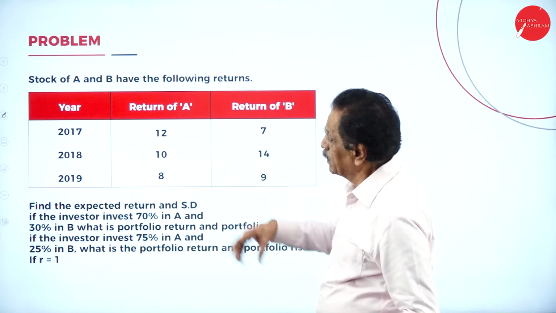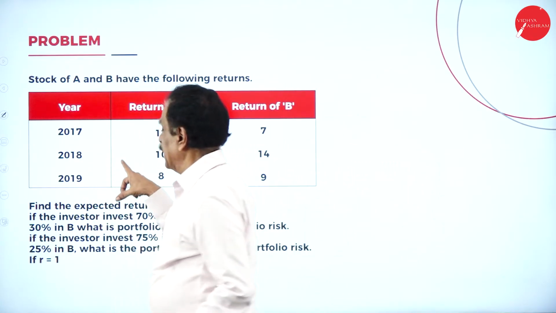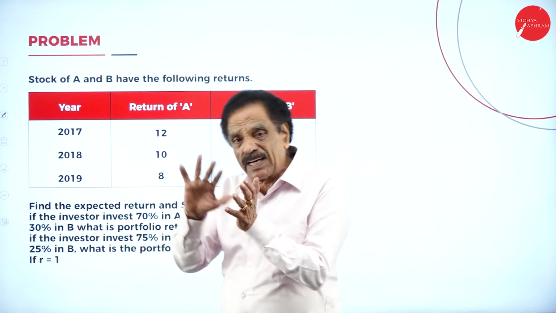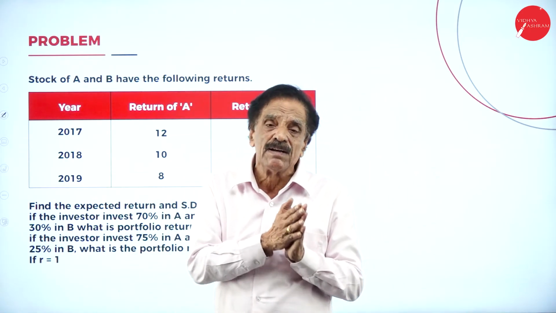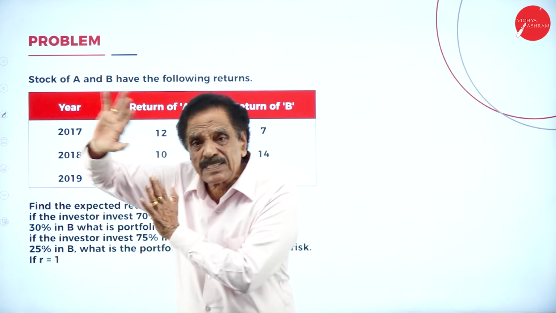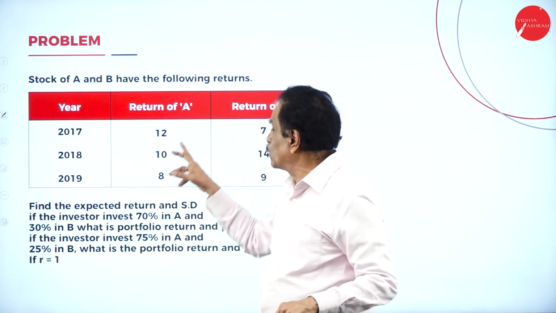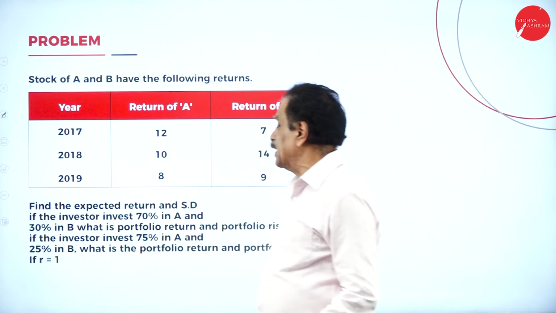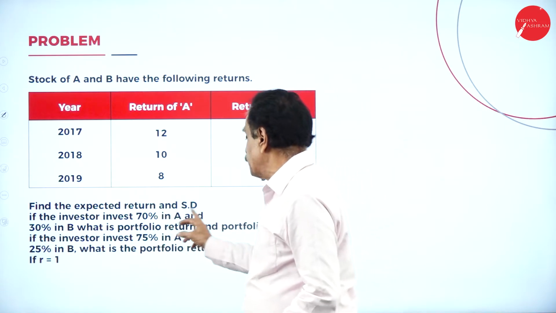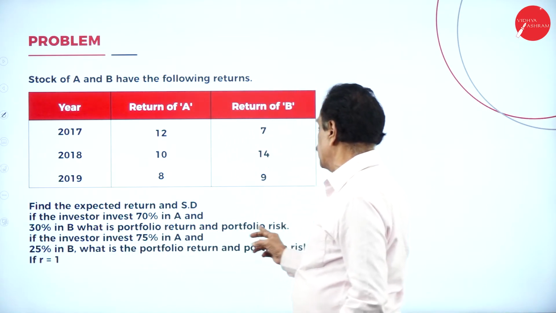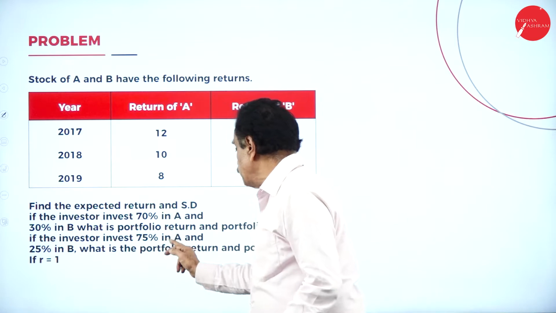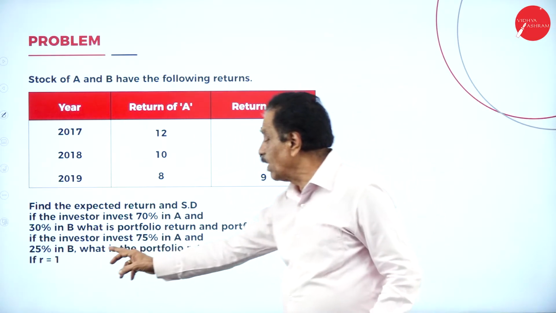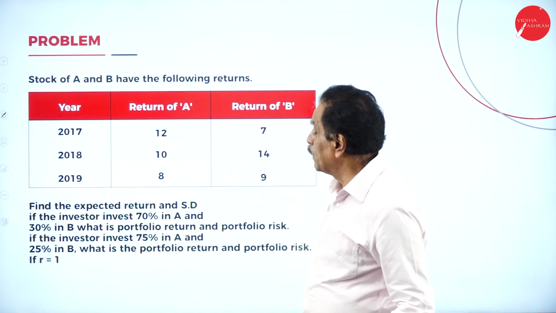The problem goes like this. Without probability, you are doing expected x, this is called ex post. If you have a probability, it's called ex ante, expected. Here there are no probabilities. How to work out the problem? Find out the expected return and standard deviation. If they invested 70% in A, what is the portfolio return and portfolio risk? If they invested 75% in A, 25% in B, what is the portfolio return and risk if r is equal to 1? We'll go one by one.